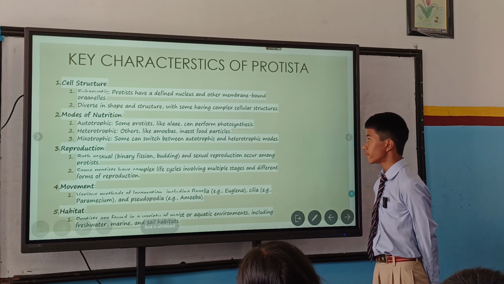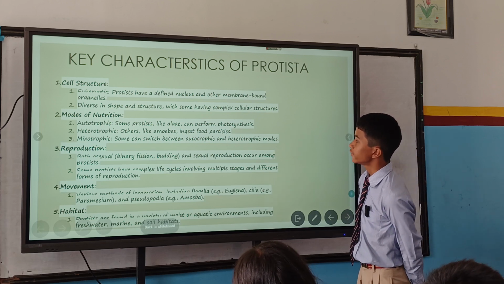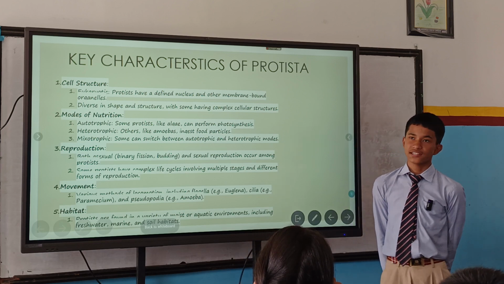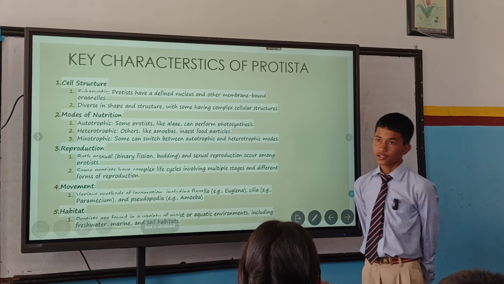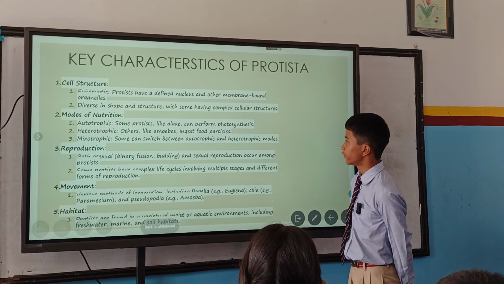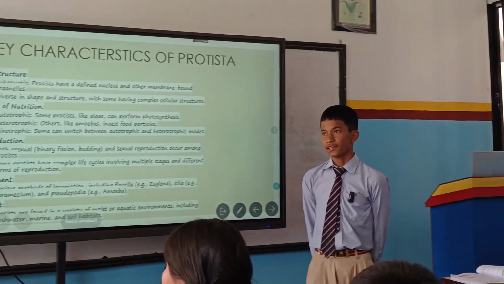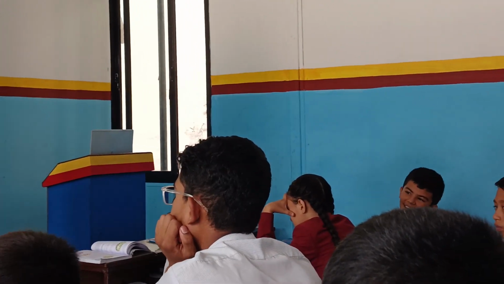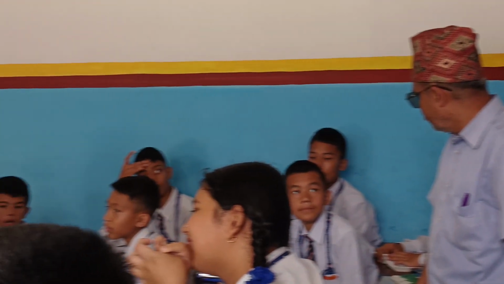Some protistas can perform photosynthesis, meaning they can produce their food by themselves. Heterotrophic means they depend on others, like amoeba, which are parasitic microorganisms that rely on other organisms to feed their body. Mixotrophic means they have the ability of both heterotrophic and autotrophic modes of nutrition, meaning they can produce their own food and they can also consume other organisms for their food.